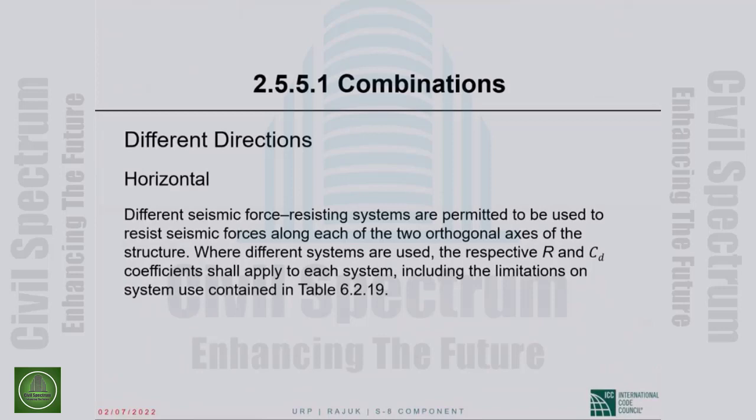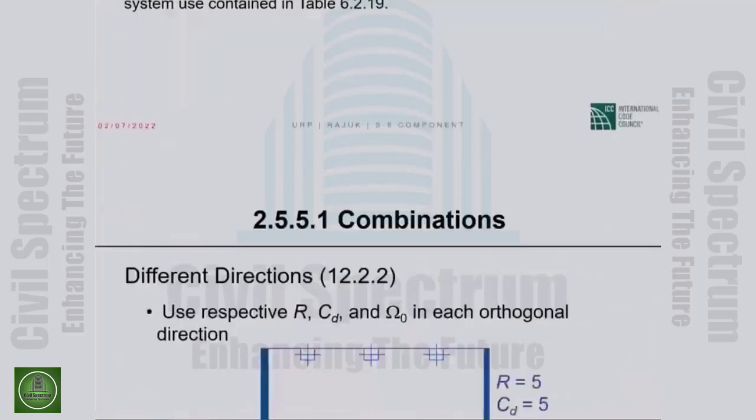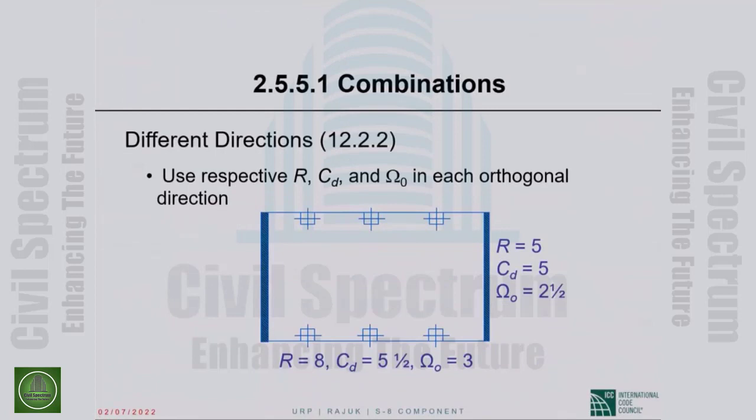Different systems in different horizontal directions. So something like this. Okay, this picture is good. So you have frames in one direction, shear walls in the other direction.